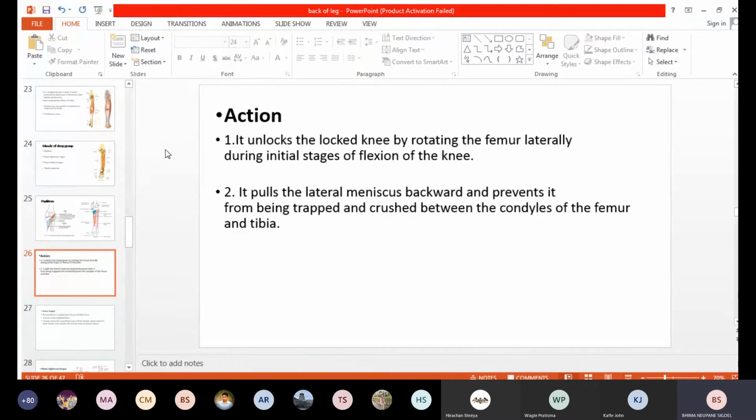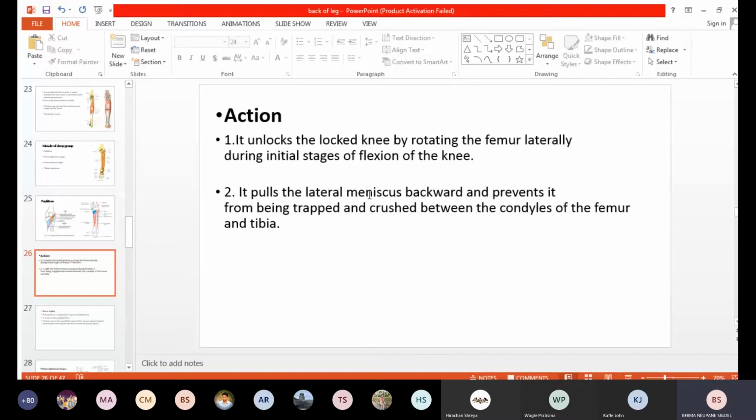So first it is in the extended position, that is the lock of the joint. Okay, knee joint, locking of the knee joint. So to unlock the knee joint, that is mainly done by the popliteus muscle. So while doing this, there will be rotation of the femur, that is lateral rotation of the femur. Okay, that is the initial stage of flexion, which is done by the popliteus muscle. And it also pulls the lateral meniscus.